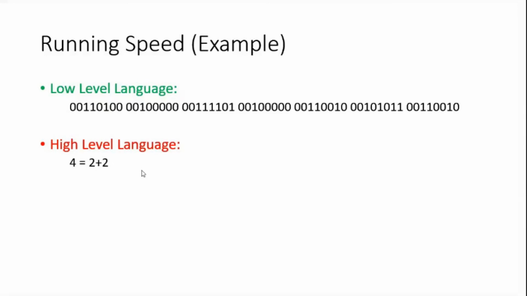Then comes the high-level language: 4 equal to 2 plus 2. It is easier for us to understand. The zeros and ones, we cannot understand what they say, but we can easily understand 4 equal to 2 plus 2. Then the running speed is also higher in the case of the low-level language. It is already in the machine-readable format. But the high-level language is not in the machine-readable format. It has to be converted first into the machine-readable format. So that conversion or translation time is also required for the high-level language. That is why these high-level languages are slow.